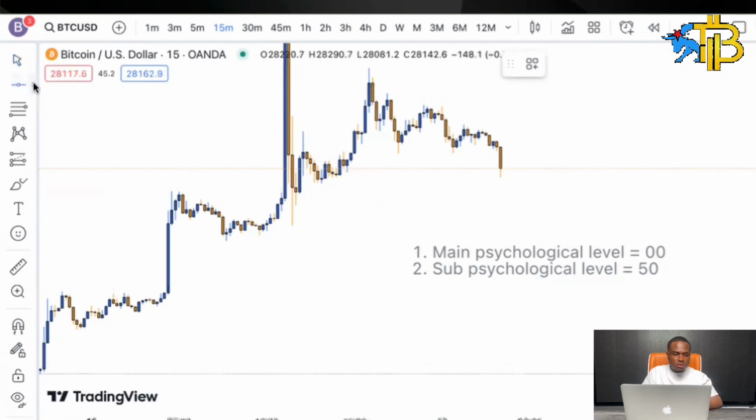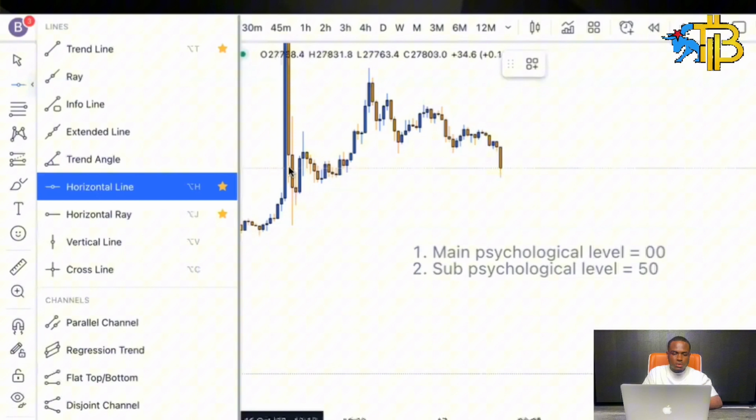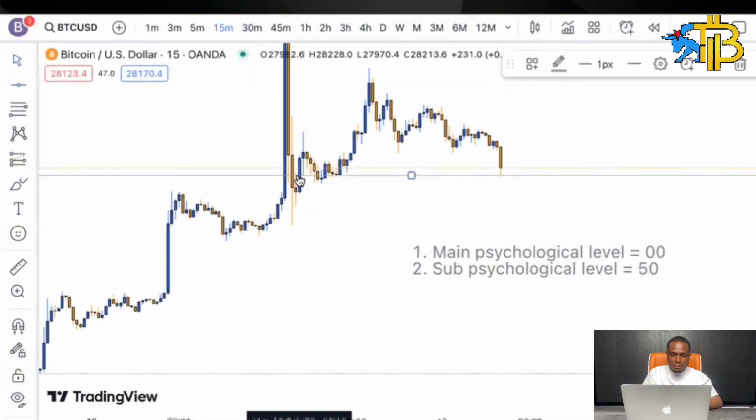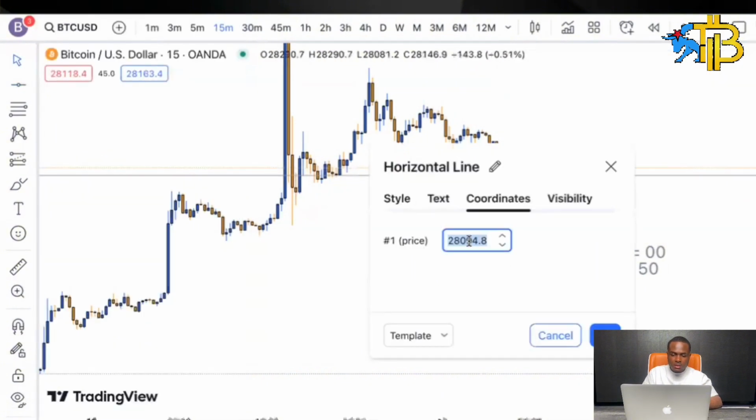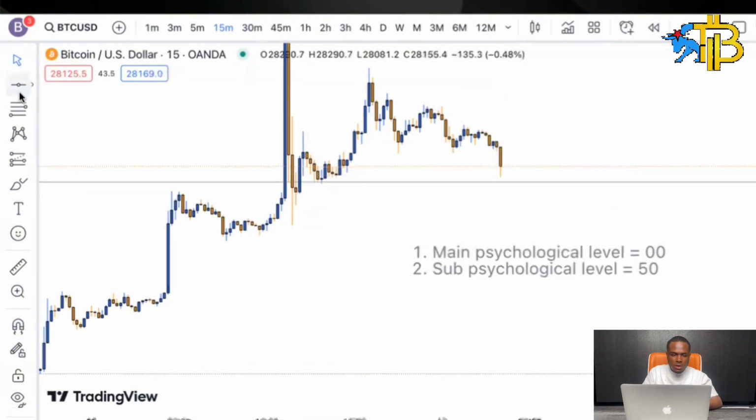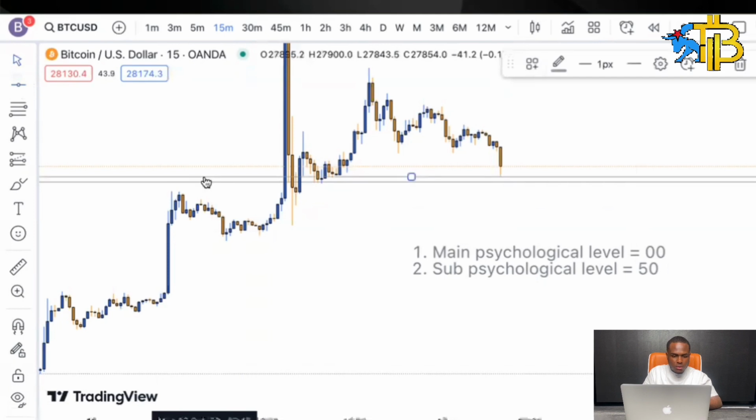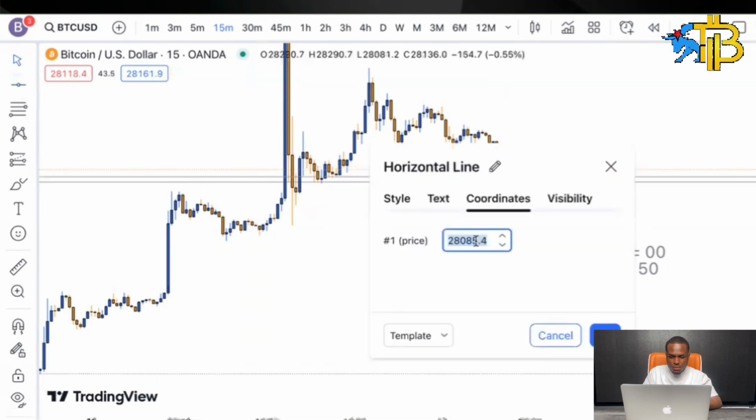When you want to plot it, you come to the left-hand side here, come to horizontal line, and place it on the current market price. The current market price, as I'm speaking to you right now, is $28,094.8. So we move this 8 to 0, and we plot what will be $28,050. That is a psychological level. And the next psychological level will be $28,100.